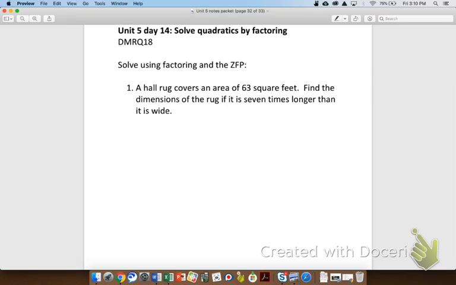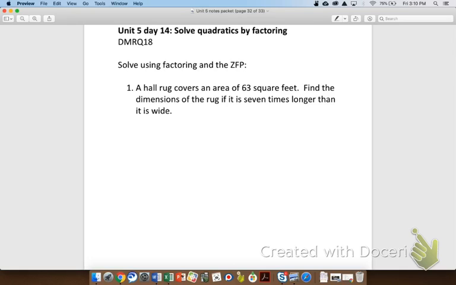Yep. It's going to be your last opportunity to see one of these this week. It's a little application question. Let's read it together. It says a hall rug covers an area of 63 square feet. Find the dimensions of the rug. It is 7 times longer than it is wide.